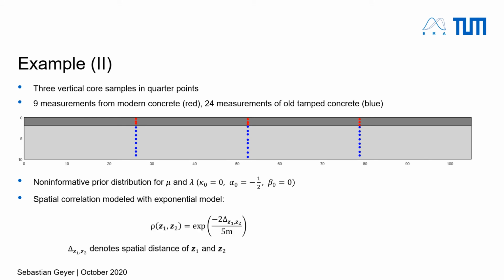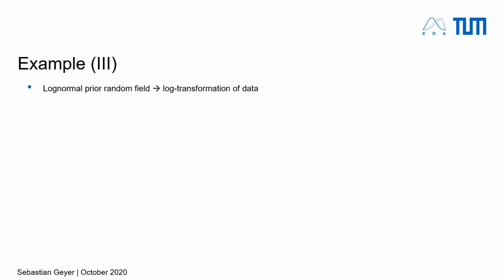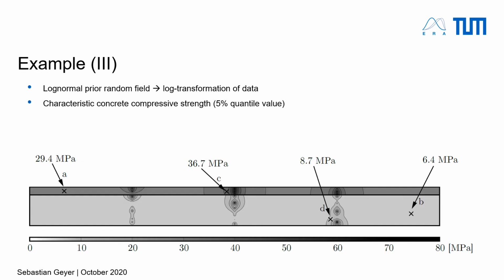The spatial correlation of the concrete compressive strength is modeled with the exponential model. So it's exp of minus 2 times the distance of z1 and z2 divided by 5 meters. We are assuming a log normal prior random field, so we have to do a log transformation of the data to be able to update the underlying Gaussian random field, since the updating rules are only valid for Gaussian random fields. We can then evaluate the characteristic concrete compressive strength as the 5% quantile value of the posterior predictive distribution.